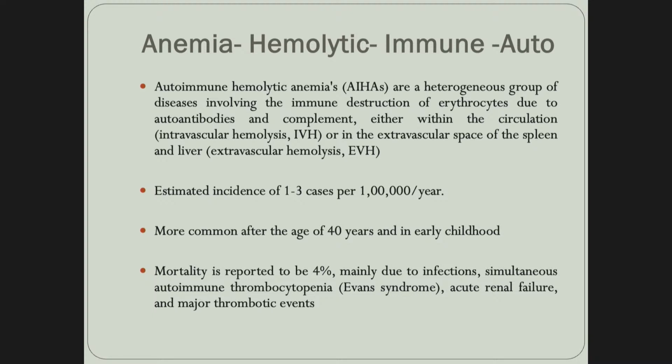So the estimated incidence is 1 to 3 cases per 1 lakh per year. It is more common around 40 years of age and in early childhood. Ideally what we see here is most commonly in young females. Even mortality is reported in 4% of the cases due to infections, Evans syndrome, acute renal failure, and major thrombotic events.